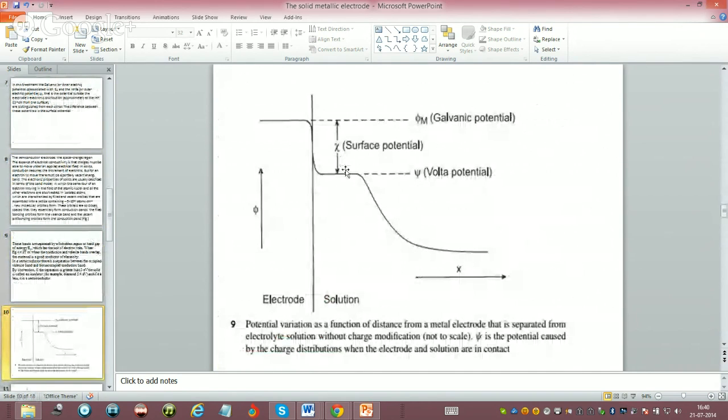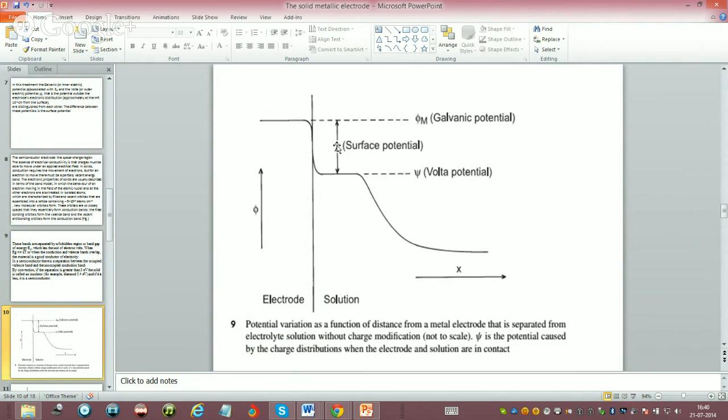So I hope you are able to see. The galvanic potential is this, the potential of the electrons inside the semiconductor. The Volta potential is the potential of the electrons in the electrolyte, but very near to the electrode.